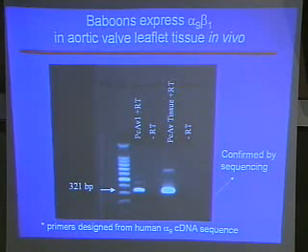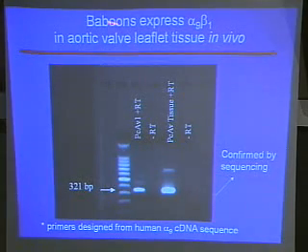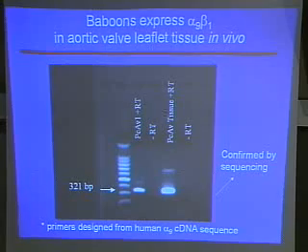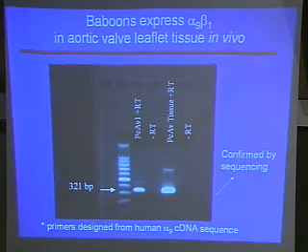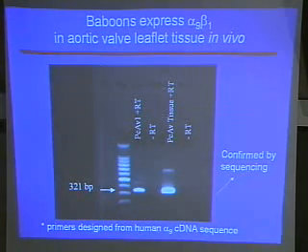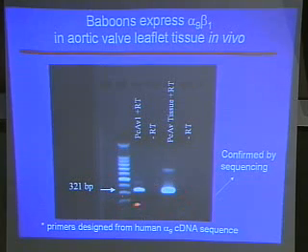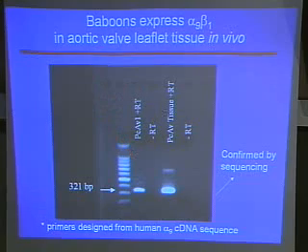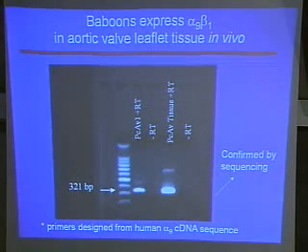In addition, we wanted to ensure that the expression that we found of alpha 9 beta 1 was not simply an artifact of cell culture or specific to the species bovine. So we looked in baboons, where, using reverse transcription polymerase chain reaction, we were able to amplify an alpha 9 subunit cDNA both in baboon cell culture and in whole tissue. And this work was confirmed by sequencing.